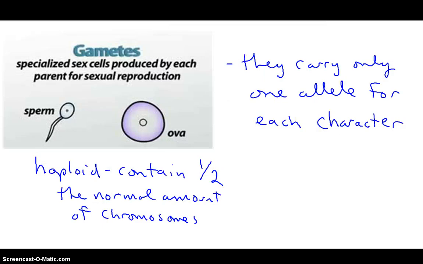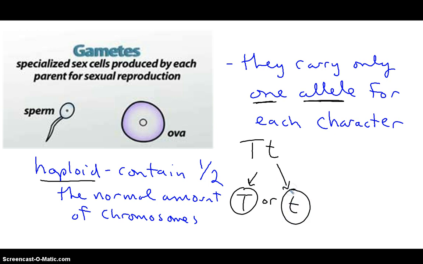And remember, when we break up the genotypes, we get the gametes. So these are specialized sex cells produced by each parent for sexual reproduction. So you get either the sperm or the egg. And you've got to remember that they are haploid. They contain only half the normal amount of chromosomes, split in half. So they carry only 1 allele for each character. So if they're heterozygous for a trait, say big T, little t, they're going to produce either a big T or a little t. They can't pass both on to their offspring.